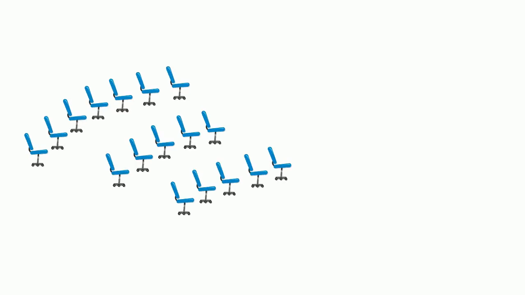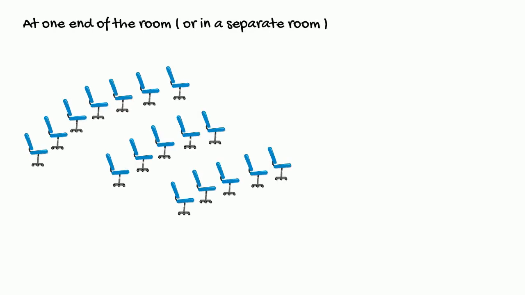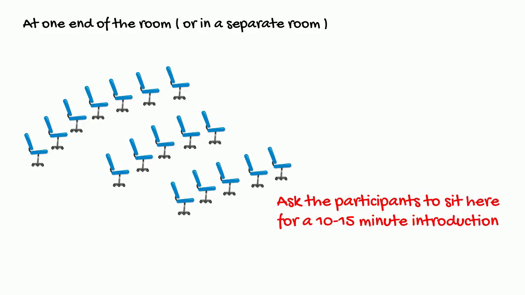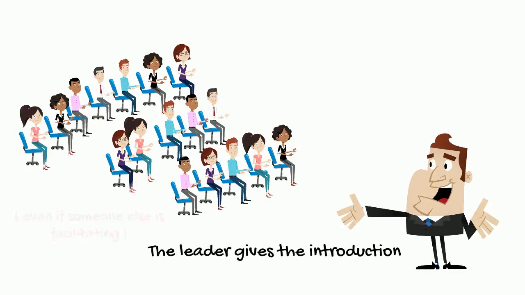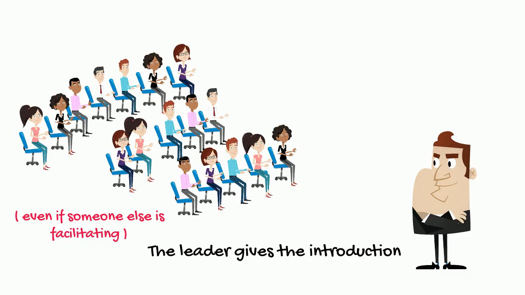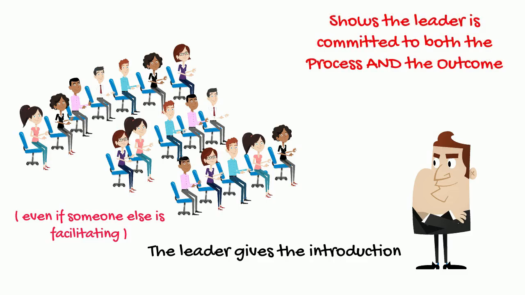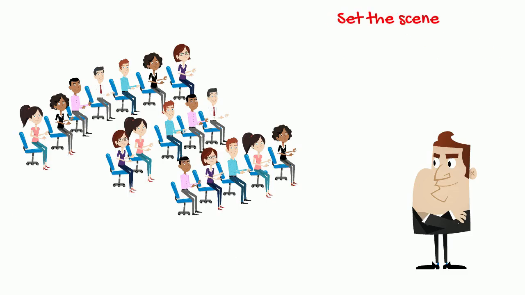Place enough additional chairs to seat everybody, either at one end of the room or in a separate room, depending on your venue size. When the participants arrive, ask them to sit in these chairs for a 10 to 15 minute introduction. It is important that the leader provides this introduction, even if you or someone else is facilitating the design. This shows the group that the leader is committed to both the process and the outcome. They need to set the scene for the problem to be solved, give as much context as possible, and encourage the group to be completely honest.